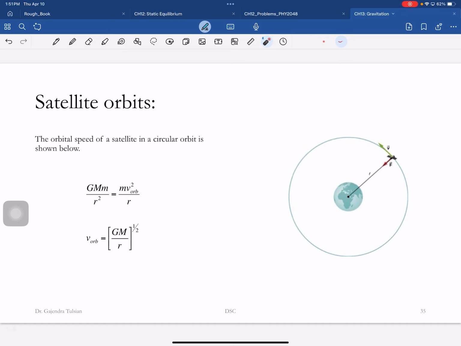We depend on satellites quite a bit. So here's a satellite orbiting Earth. And what this gives you is the orbital speed of the satellite. The orbital speed of a satellite is G times the mass of the Earth divided by the distance from the center of the Earth, all to the power of one half. So the centripetal force is being provided by the gravitational force.